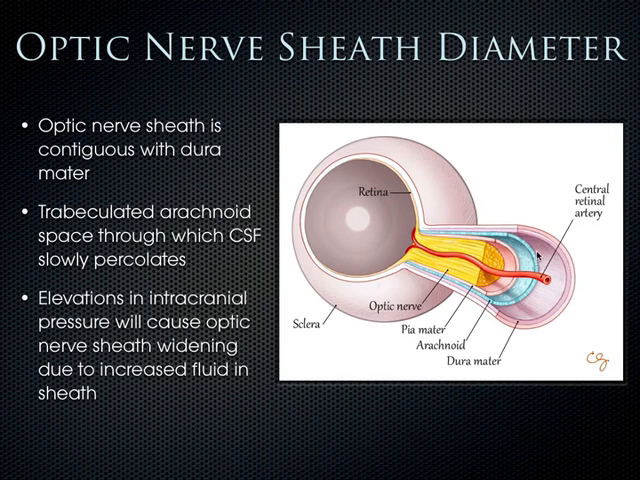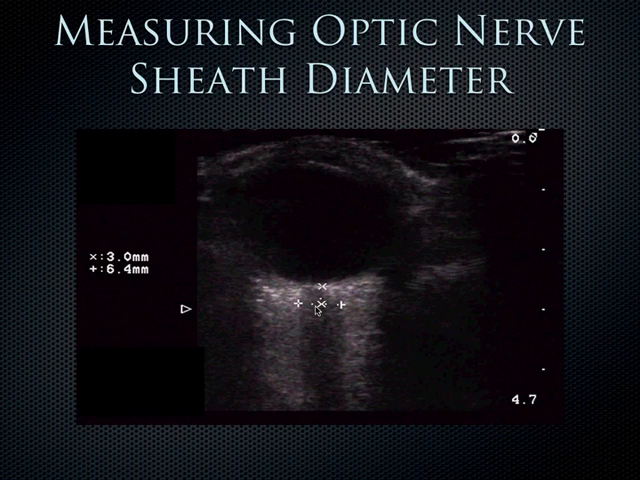And this is sort of a diagram showing the retinal artery. The yellow stuff here is the optic nerve, and you can see the various layers of the optic nerve sheath. And when you have elevated intracranial pressure, cerebral spinal fluid sort of slowly percolates in there through that trabeculated arachnoid space. There's little trabeculations in here. I don't know if you can see that drawn there or not. Well, that causes that whole sheath to widen out. And as that happens, you can actually measure that in ultrasound quite easily.